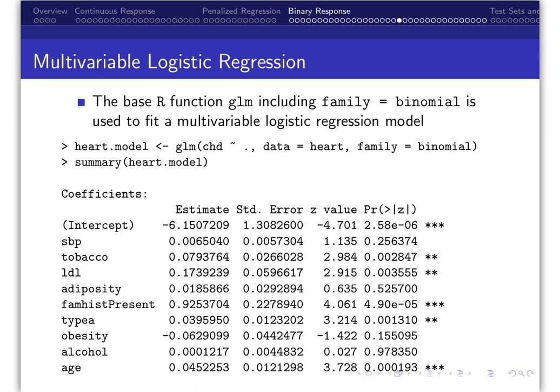We still use the base glm R function for fitting a multivariable logistic regression model, where family equals binomial, to ensure a logistic regression model is fit. Here, CHD is modeled by all other variables in the heart data frame. So this shorthand notation is used. Tilde period simply represents is modeled by all other variables. The summary function provides the coefficient estimates, their standard errors, Wald test, and associated p-values.